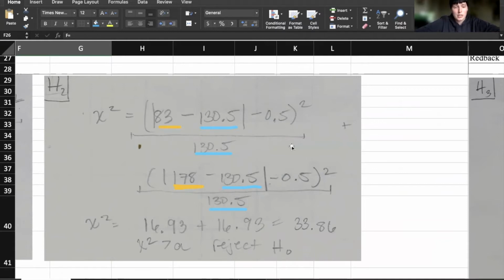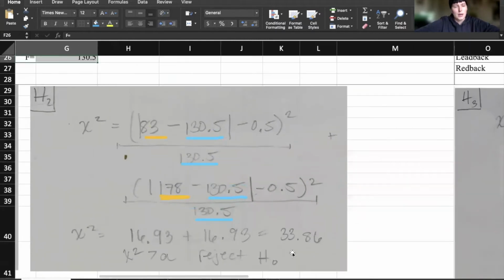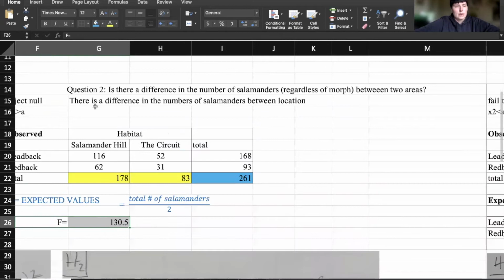Continuing to use your Yates correction, you're going to get the totals and sum them together. In this case, the answer was 33.86, and the results showed that the chi-square value is also greater than the alpha critical value, and we rejected the null hypothesis. I found that there was a difference between the number of salamanders between locations.